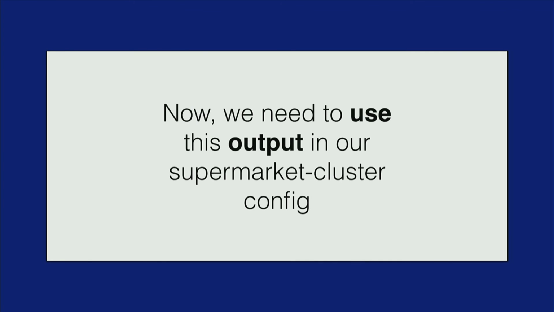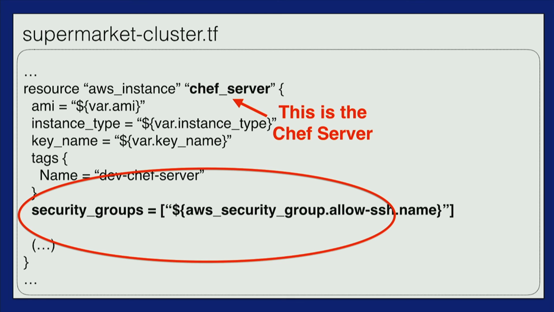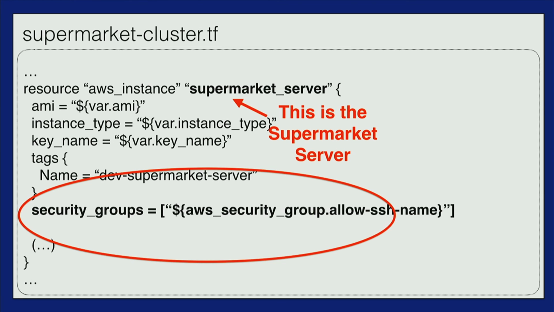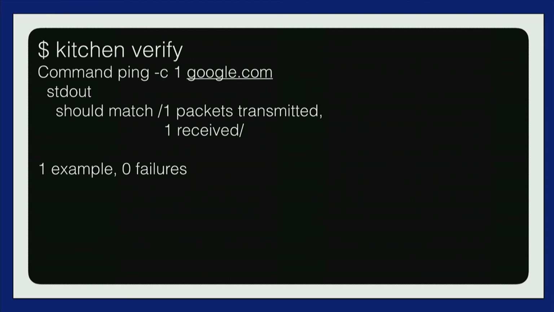So now that we've defined that output variable, we need to use it from within that supermarket cluster.tf config. And to do that, we're going to head on back into our chef server resource, change it from using that security group, which is now defined within a module, to using the output variable, module.securitygroups.sgname. Then we're going to head on into our supermarket server and do the exact same thing. We're going to change it from using that to using our module.securitygroups.sgname. So at this point, now I'll go ahead and save these changes, run kitchen converge to try and spin up my test infrastructure again, then run kitchen verify to run those tests, and my test passes.